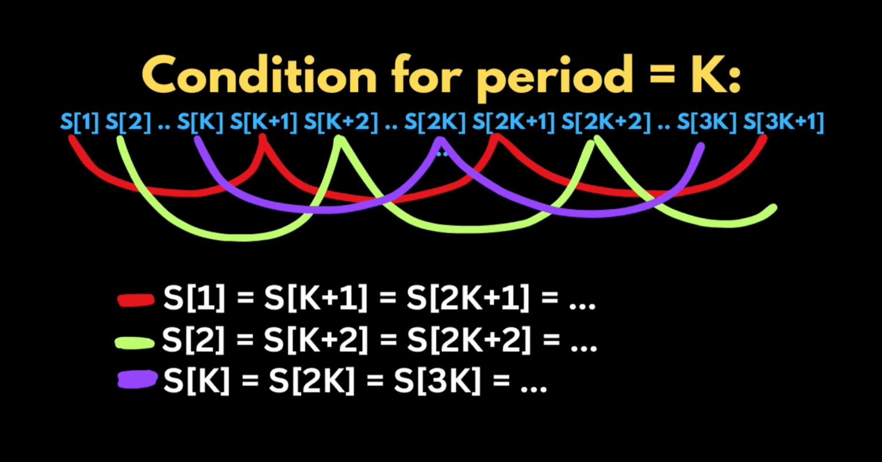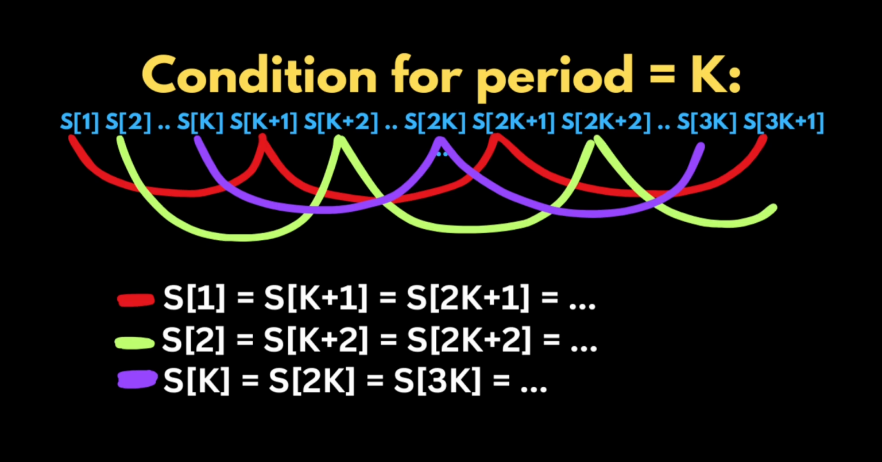If we have to observe for any particular period k, this is the generalized pattern for it. If we want to find out whether period k is possible or not for a given string s, we have indexed the string with 1 based indexing. Notice that s1 must be equal to s of k plus 1, and both of them must be equal to s of 2k plus 1, and they must also be equal to s of 3k plus 1, which is denoted by the red pattern in the diagram.